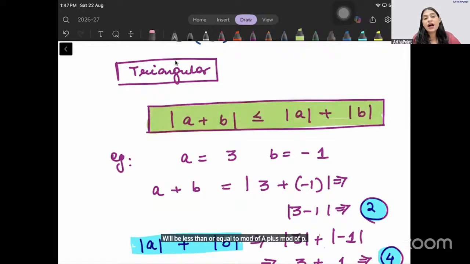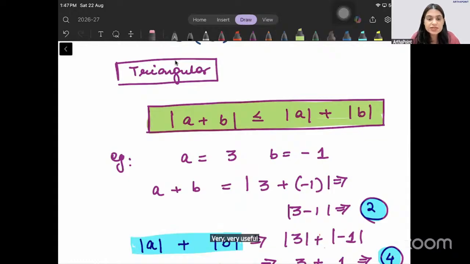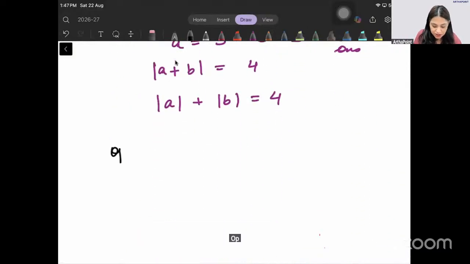Now where will this inequality be used? I will tell you. In some of the applications, we use this inequality. It becomes very, very useful in some cases. But for now, you just have to remember what the triangle inequality says. Okay? How do we open up an absolute value?